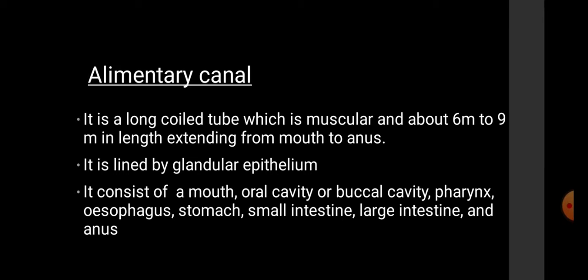The different parts of the alimentary canal are the mouth, oral cavity, buccal cavity, pharynx, esophagus, stomach, small intestine, large intestine and anus. So the different parts of the alimentary canal are mentioned, and it is a long coiled tube which is muscular, about 6 meters to 9 meters long, and extends from the mouth to the anus.